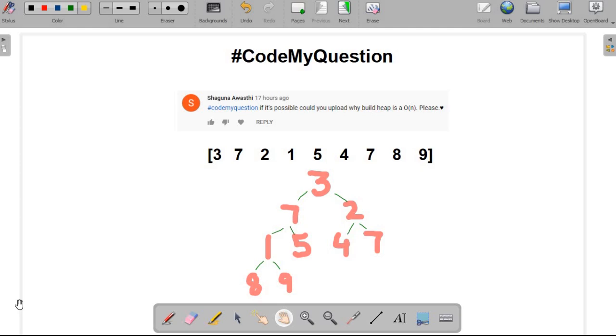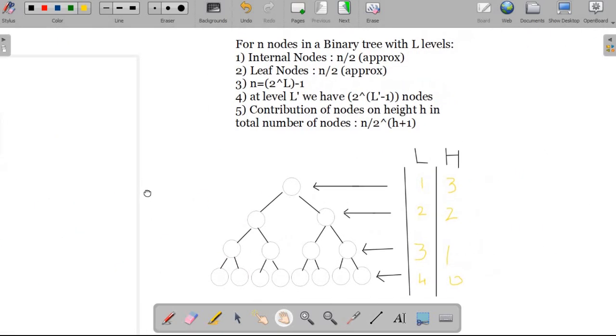Now let's see how we can build a heap in order of n. Before going to the main part, let's first see some main points which you should know in order to prove mathematically how we can build our heap in order of n.